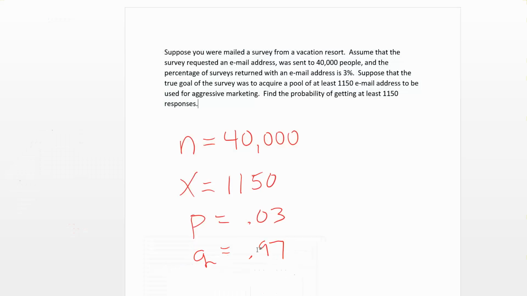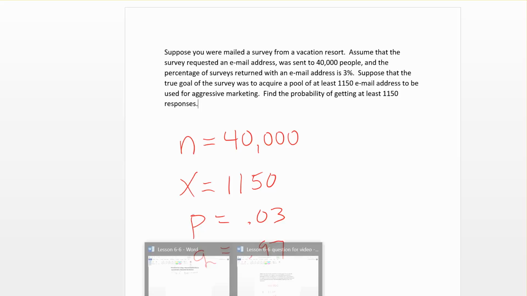The first thing we have to do is, 1, we need to verify the requirements. So, is this a binomial distribution? Is our problem here a binomial distribution? And the answer is yes. We have 40,000 trials. We have a probability of success which remains constant throughout. We have 2 kinds of responses, either success or failure. So the requirements for it being a binomial are met.